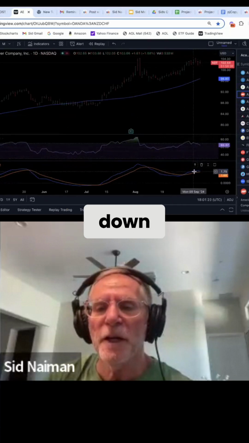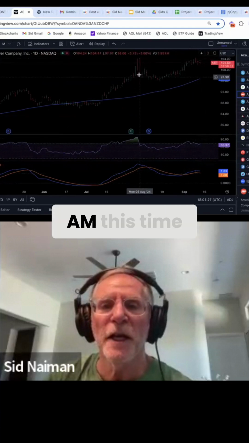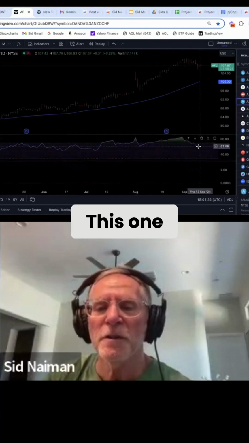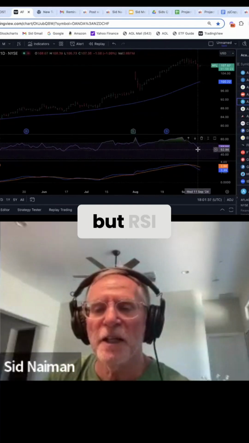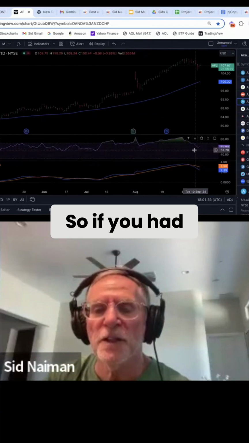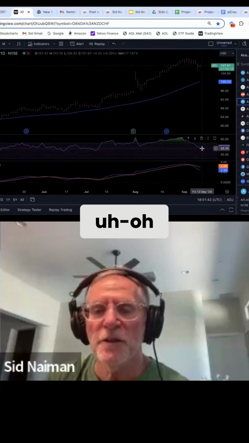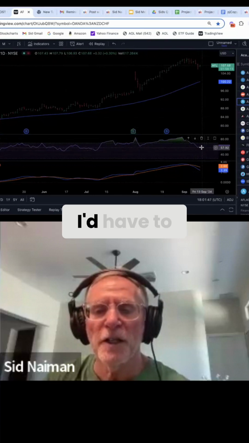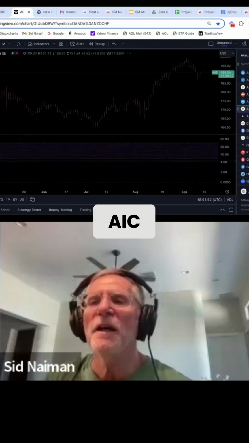RSI pointing down, MACD is actually pointing down here. This could be an interesting one with AM this time, a double top. Keep an eye on that one. This one, RSI flat. Now, MACD crossed back here, but RSI actually flat to reverse. So if you had gotten in on this one early, you'd be saying, oh, this reverse is not good. You'd have a little bit of a profit. But right now, I'd have to wait for the RSI to point down, but I'd look for another trade.